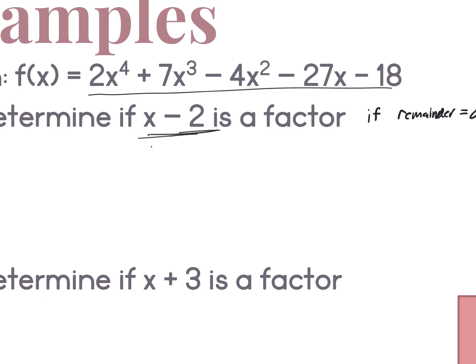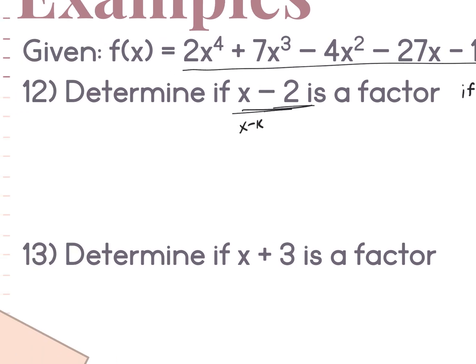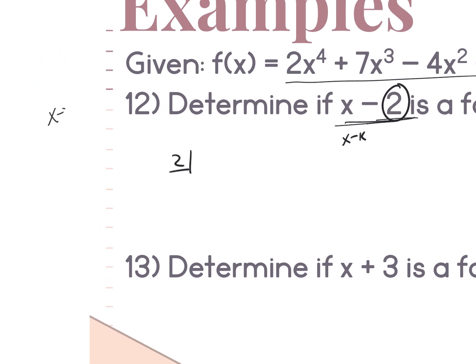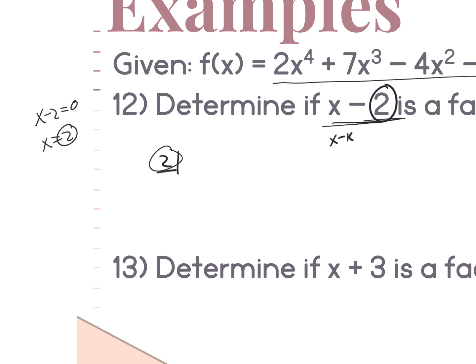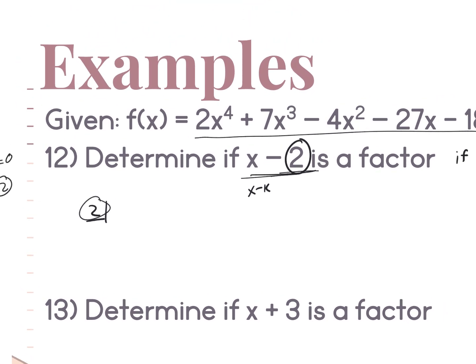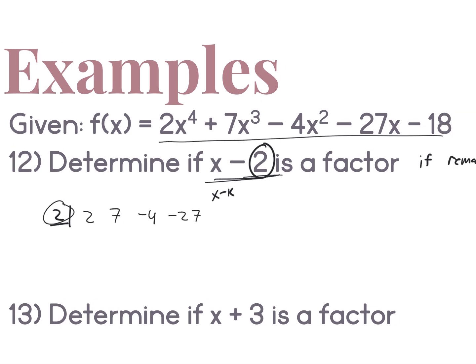And remember that this is in the form of x minus k or x minus c, and then in the box is going to go your k value, which in this case is 2, right? Again, use x minus 2 equals 0, and then you get x equals 2. That's the number that you're putting in that box, all right? And then right beside it is going to go the coefficients of your quotient. So it's going to be 2, 7, -4, -27, and -18. And let's just see if this works, right?